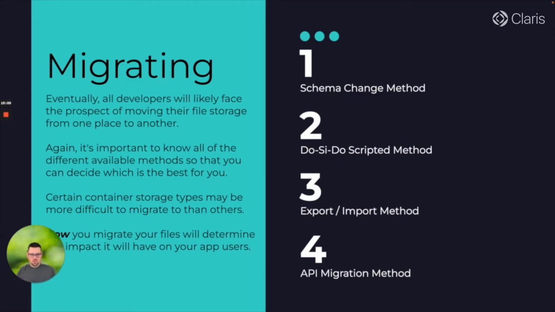So let's talk about the methods of migrating. The first is the one that's the most common. It's just going into your FileMaker schema, making the change to your container field, internal to external, external to secure external, and then vice versa if you want to go backwards, secure external to non-secure or back to internal storage. This is the schema change method. You're changing the FileMaker schema.